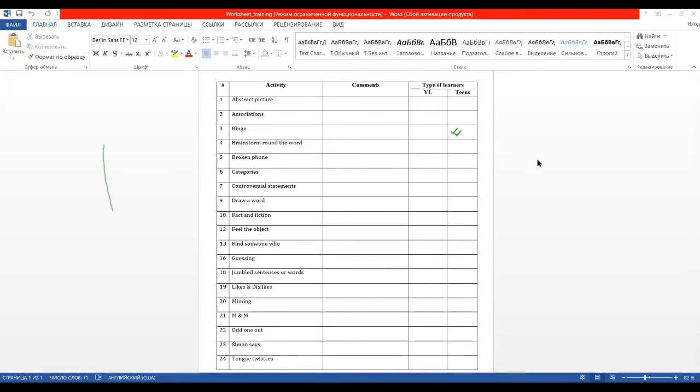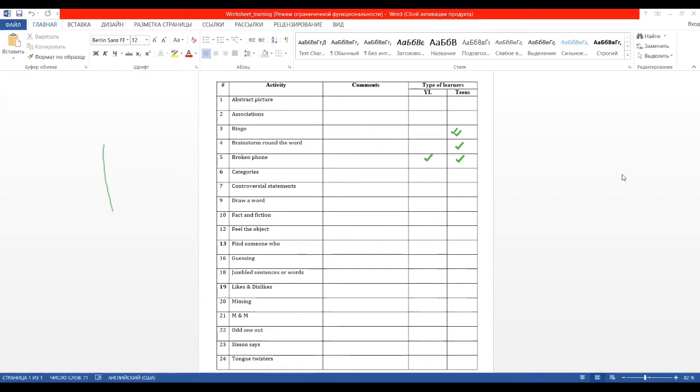For teens, well, I agree that it's mostly for teens, but you can try to do that with the young learners as well. Brainstorm around the word. Teens. Well, here I absolutely agree that it's more about teenagers. Wait, guys, just a minute. So we're talking about number 4. So brainstorm around the word.